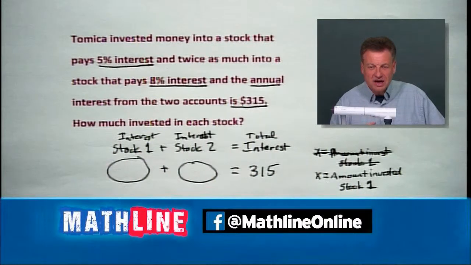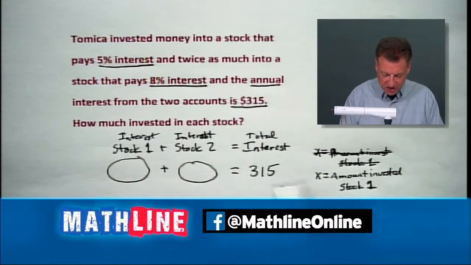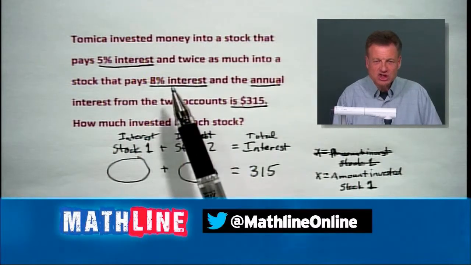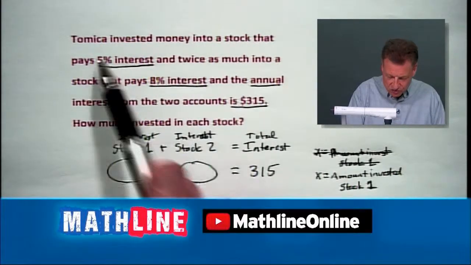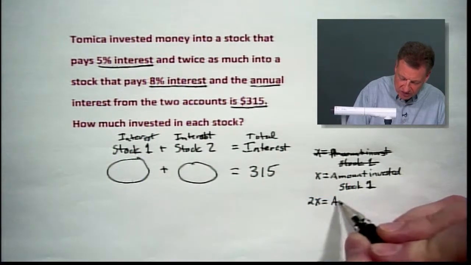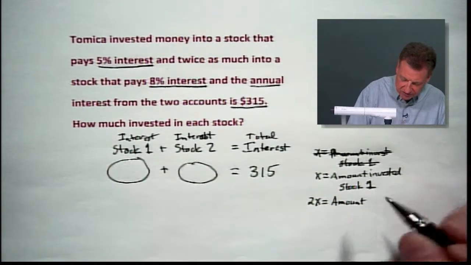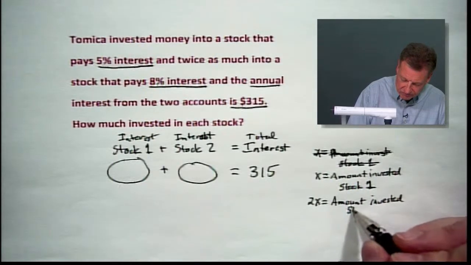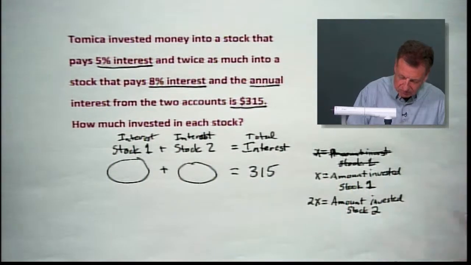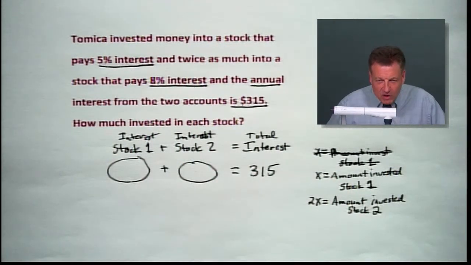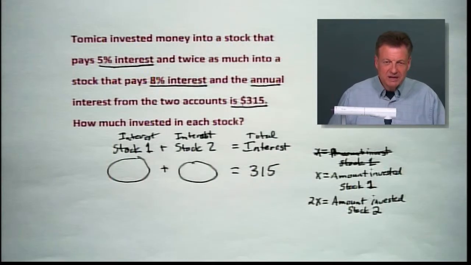Now, stock number two. What's going on? Oh, we're doing twice as much. So, not X, but 2X. So 2X will equal the amount we invest for stock two. Okay? So we got number one, you got number two. And what are we going to do with them? Well, we're going to put them in at different rates.